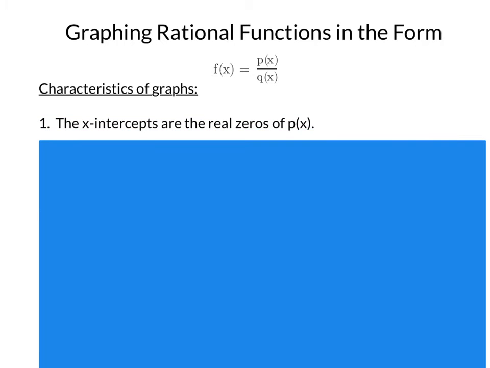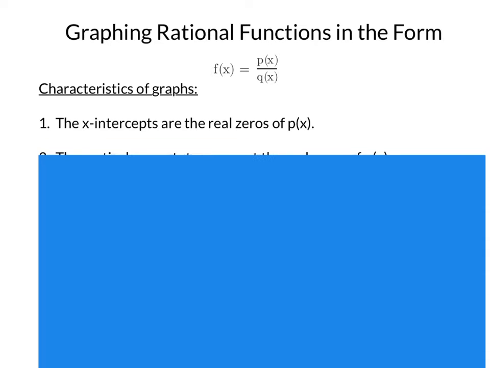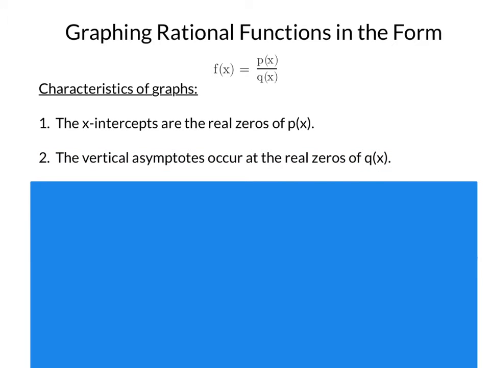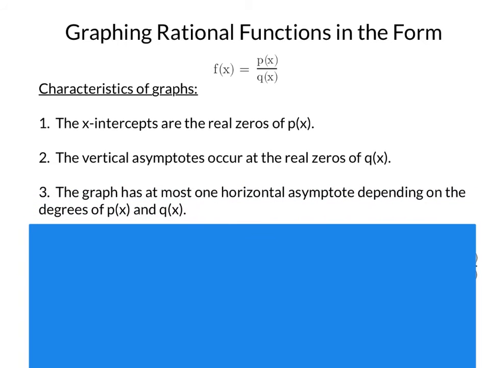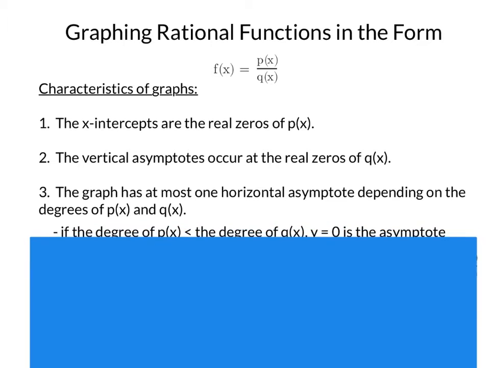Each graph of this form has three specific characteristics. The first being that the x-intercepts are the real zeros of p of x. The second characteristic is that the vertical asymptotes occur at the real zeros of q of x, and the third and final characteristic is that the graph has at most one horizontal asymptote depending on the degree of p of x and q of x.